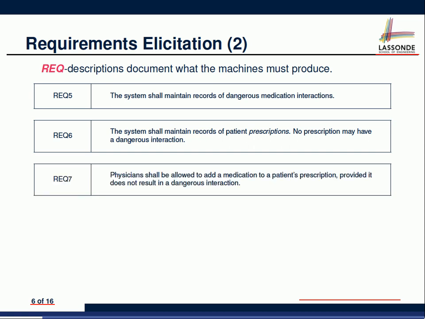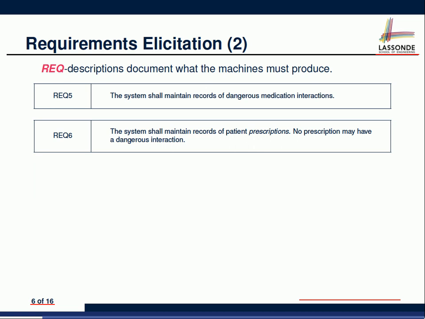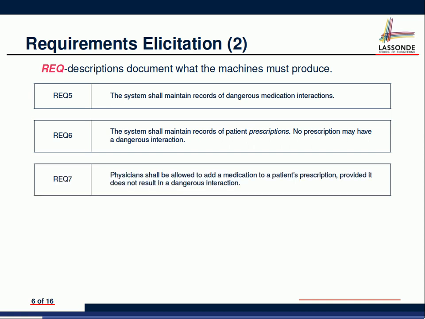Okay, and number 7, and later on you will see how requirement number 6 is traced back here from the code. And requirement number 7: physicians should only be allowed to add a medication if it does not cause any new dangerous interaction, right? It does not cause any conflict in the prescription.